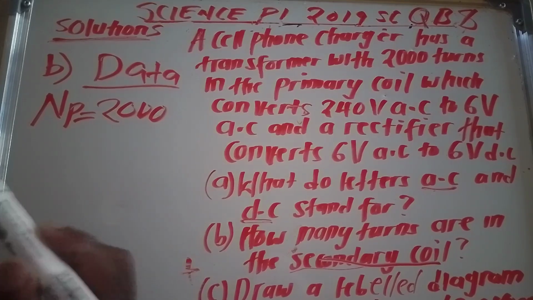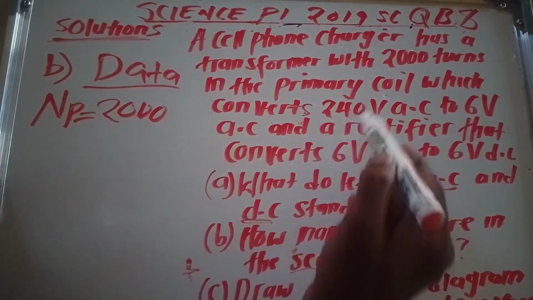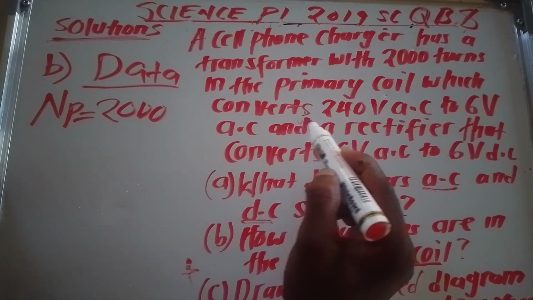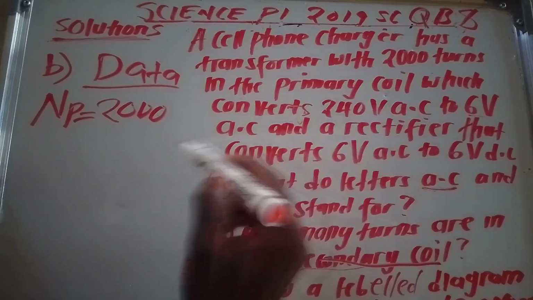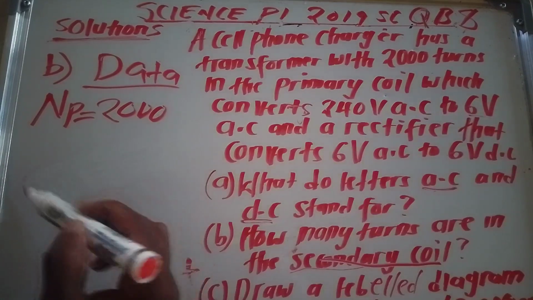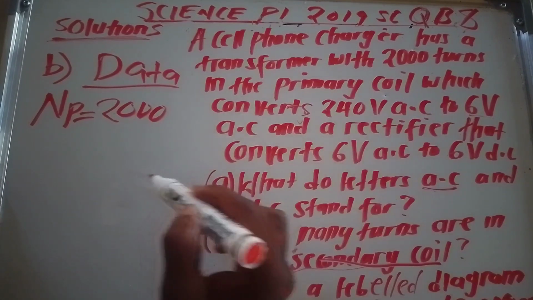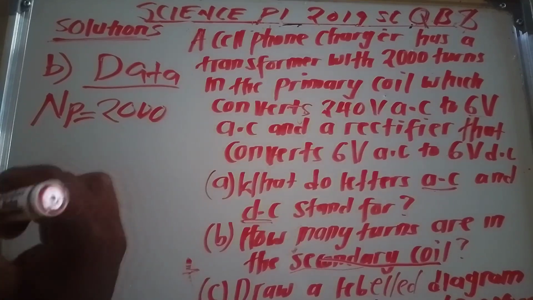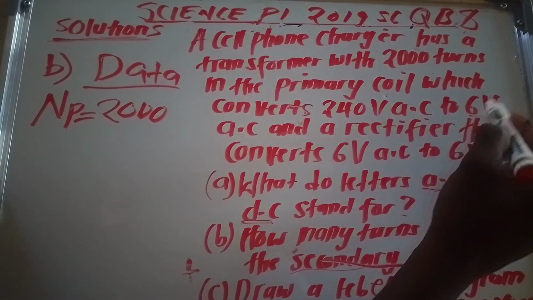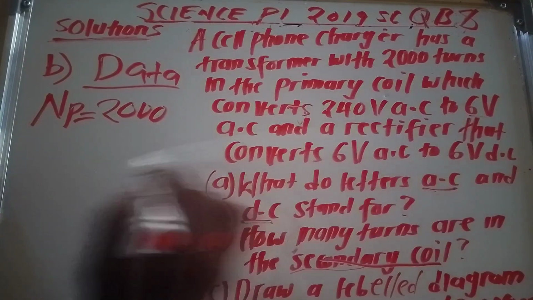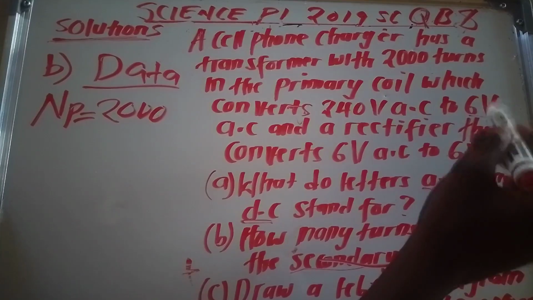So what I want you to understand is that for this transformer to convert this 240 volts to 6 volts, it means that this is the input voltage, and this is the output voltage. Since this is the input voltage, it is the same as the voltage found in the primary coil. I hope you are getting it. So this transformer converts this one to this one, meaning this 240 is the voltage put in. Then the outcome is 6 volts, and this is where we are going to find this output.